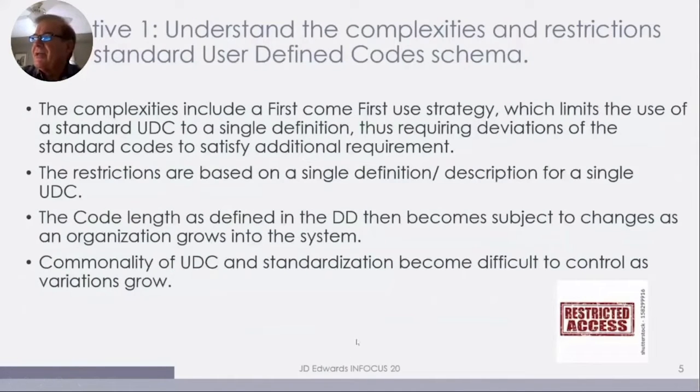Objective 1, we need to understand the complexity and restrictions of the standard user-defined code schema. The complexities include a first-come, first-served use strategy when you have multiple companies on a single instance. Generally, the first company that's on board selects their user-defined codes, such as sales reporting and purchasing reporting codes, finance codes, manufacturing user-defined codes. Once they select them, they define them. They either accept or change the descriptions to meet their needs.